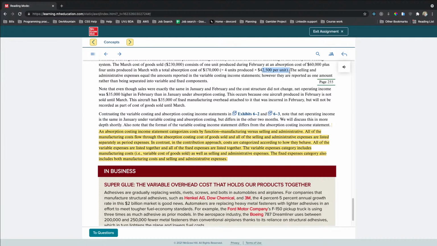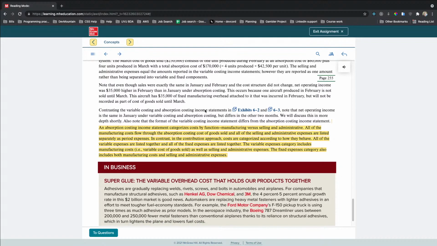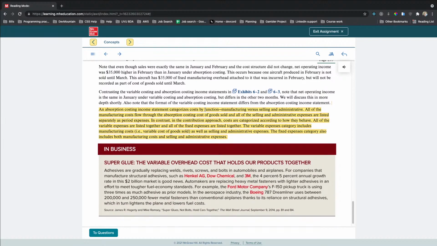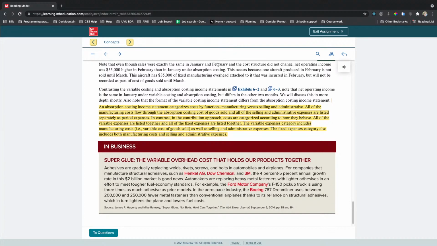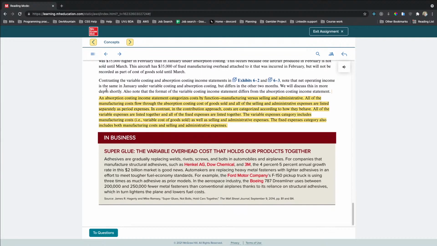times this per unit. The selling and administrative expenses equals the amount reported in the variable costing income statements. However, they are reported as one amount rather than being separated into variable and fixed components. Note that even though sales were exactly the same in January and February, the cost structure did not change. Net operating income was 35,000 higher in February than in January under absorption. This occurs because one aircraft produced in February is not sold until March. This aircraft has 35,000 of fixed manufacturing overhead attached to it that was incurred in February, but will not be recorded as part of cost of goods sold until March.